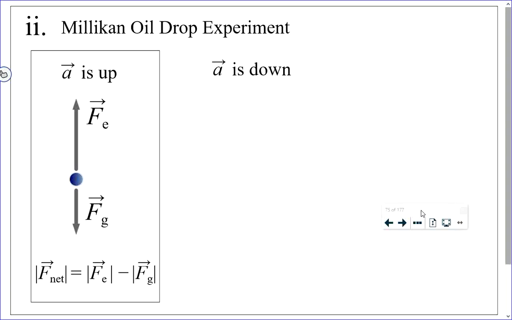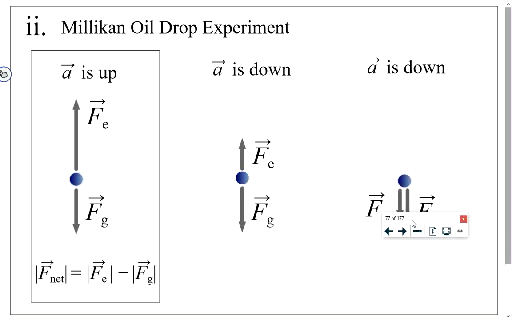Now, the drop could be accelerating down, because there is still an electric force up, but it's smaller than the force due to gravity down. However, it could be accelerating down because both forces are down. So it could be accelerating down because one force is up and one force is down, but the downward force, which is gravity, is just a bigger force, or it might be accelerating down if both forces are down.